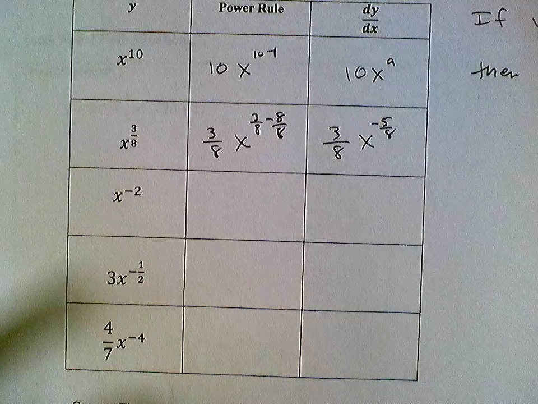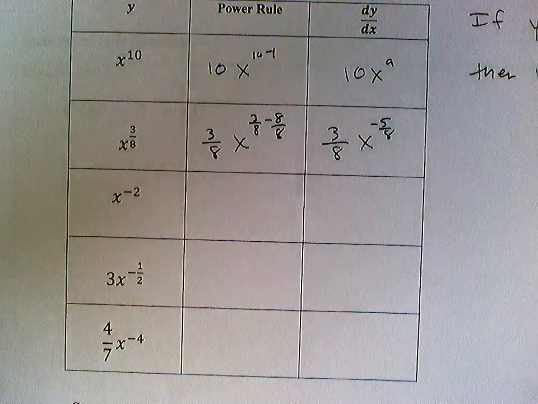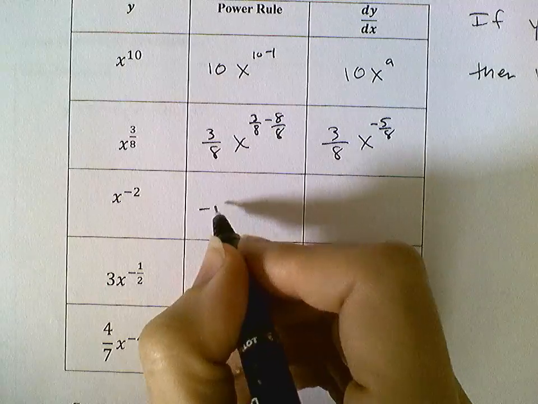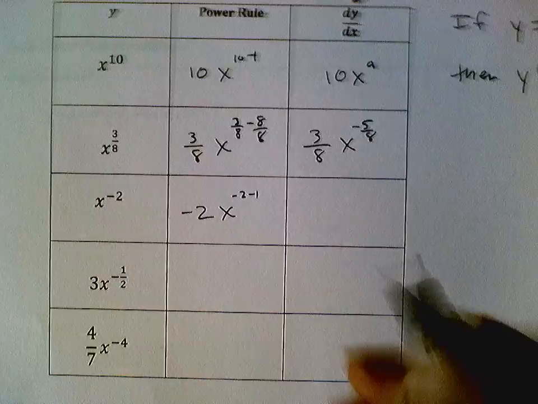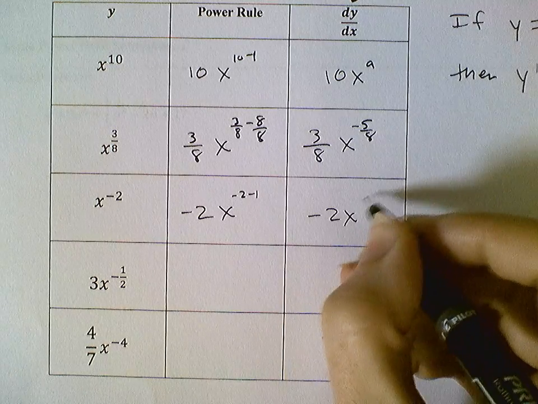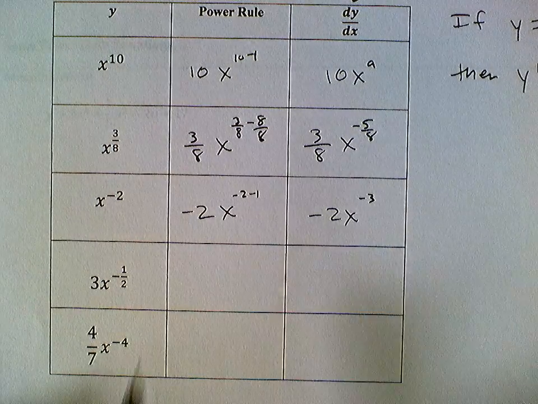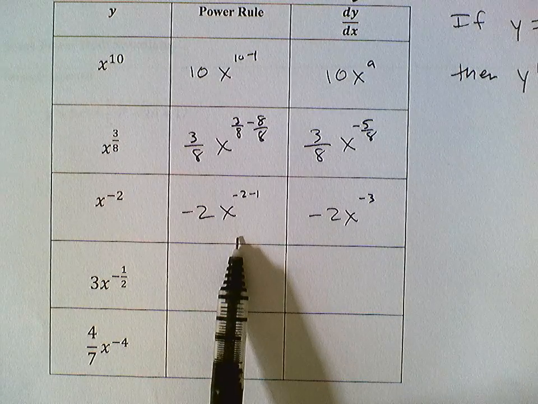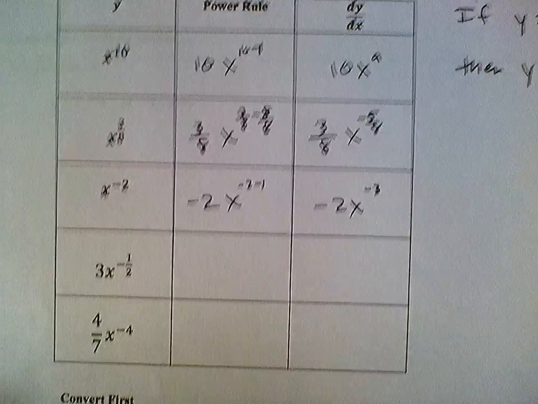X to the negative 2. If you feel like you've got this, I would speed up the video, go ahead of me, just check back to make sure we have the same thing. The exponent comes down, and then we subtract 1 from it. So we get negative 2x to the negative 3. The goal is to be able to go right from there to there without doing the middle step. If you feel like you're there already, then you can skip the middle step.